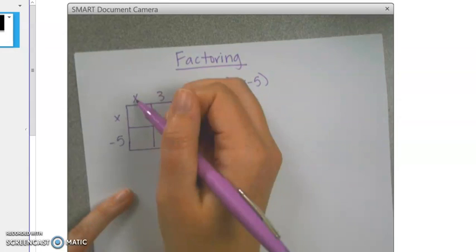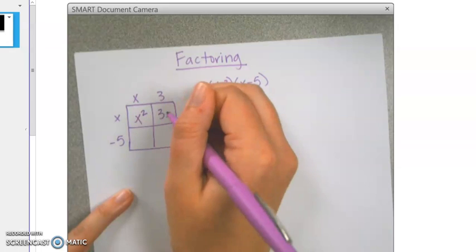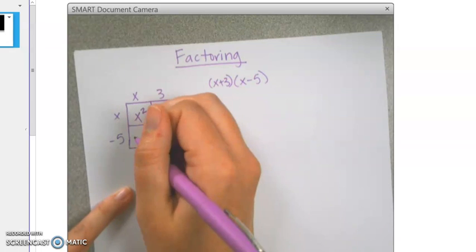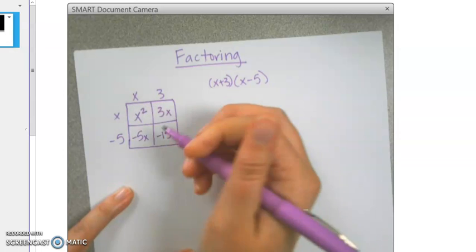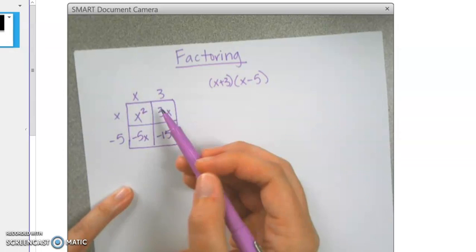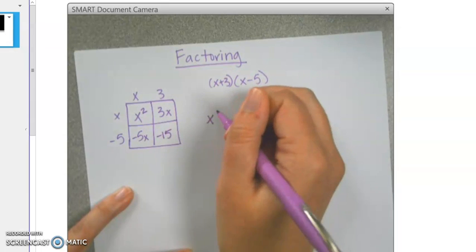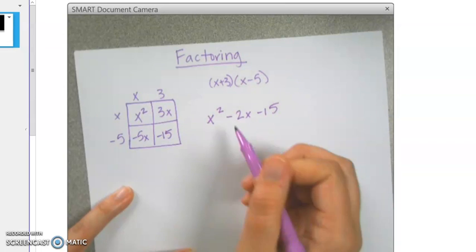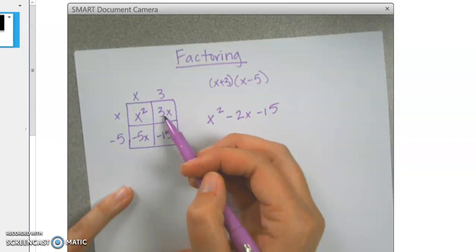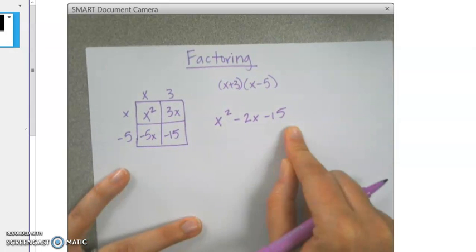When we multiplied these, x times x made x squared, 3 times x made 3x, negative 5 times x was negative 5x, and negative 5 times 3 was negative 15. When you combine your like terms, which the only two like terms are the 3x and the negative 5x, I would get x squared minus 2x minus 15. The minus 2x came from negative 5x plus 3x. So I would get this trinomial right here.